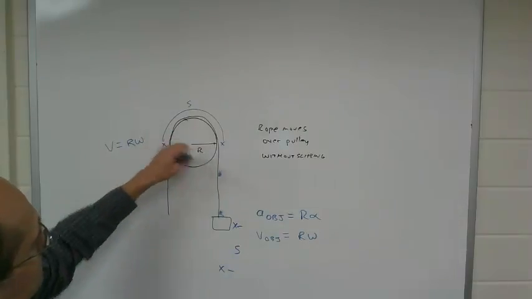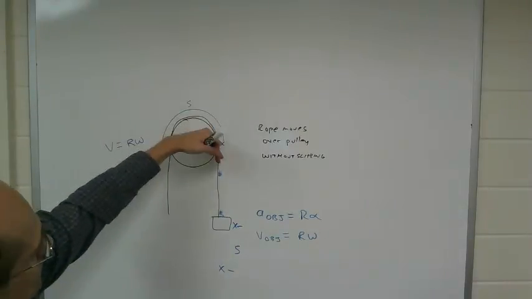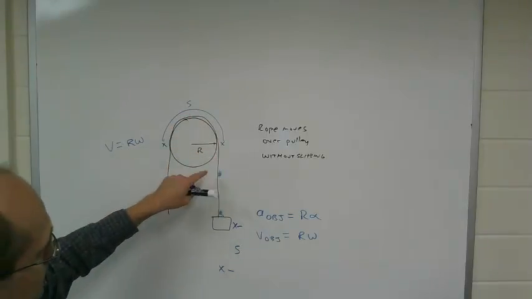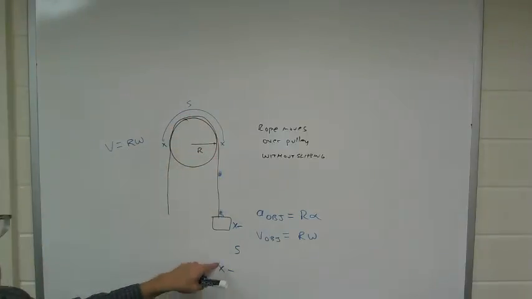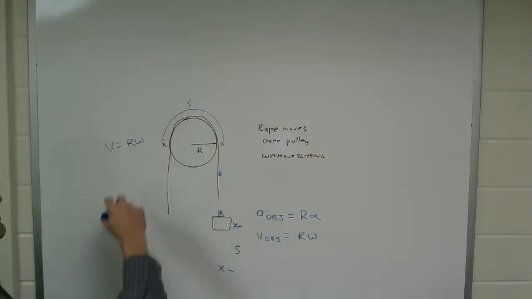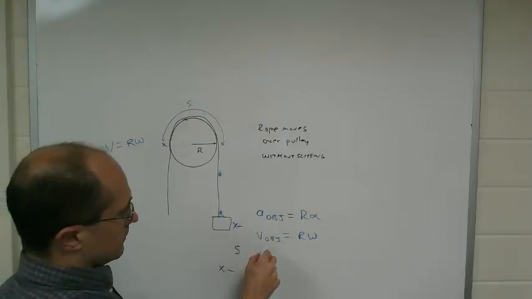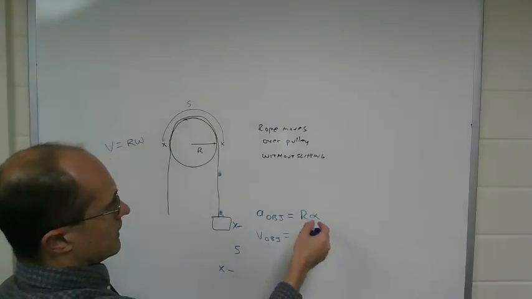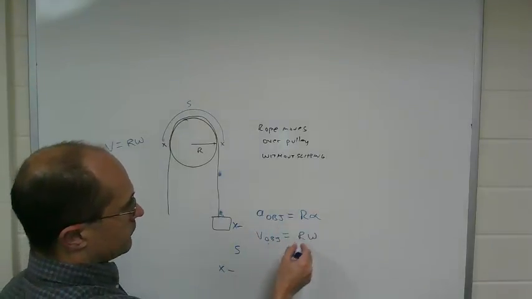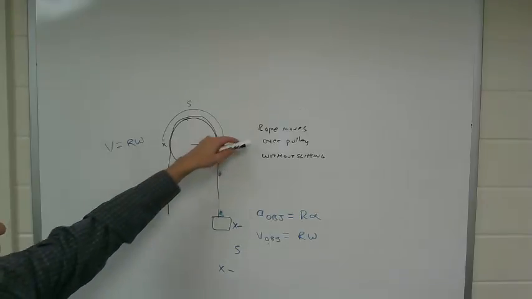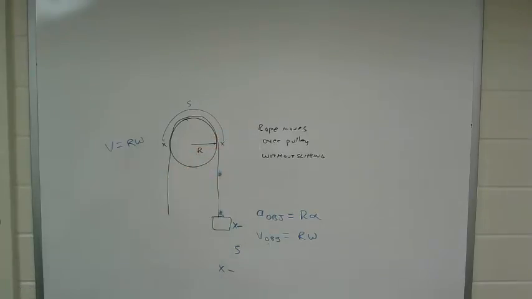So whatever this curved distance is, this arc path that the rope travels, it has to travel here. And so our condition for ropes moving over pulleys is that the acceleration and velocity of the object have to be either r alpha or r omega, depending on if our object is accelerating or not. So this is our condition: our ropes move over pulleys without slipping.